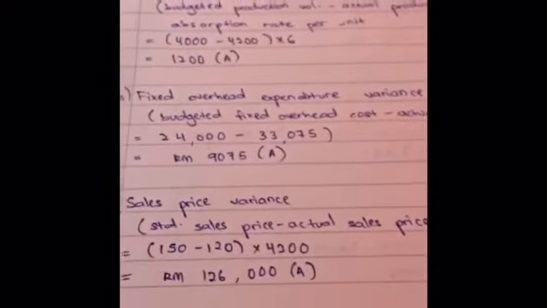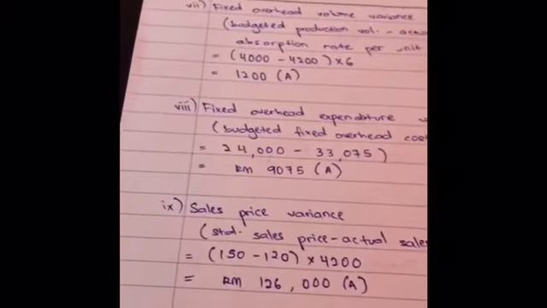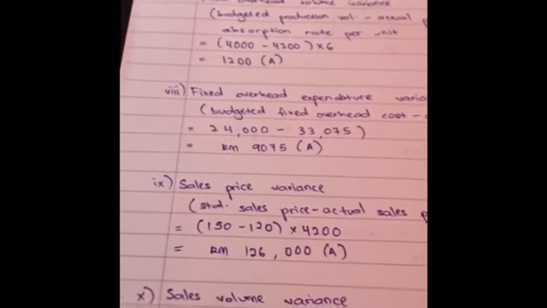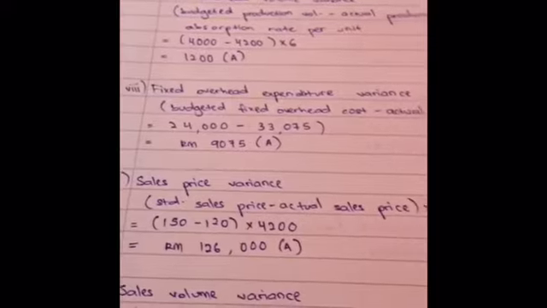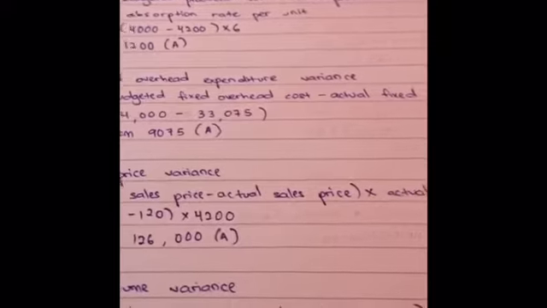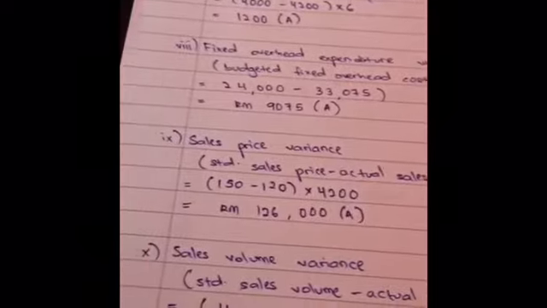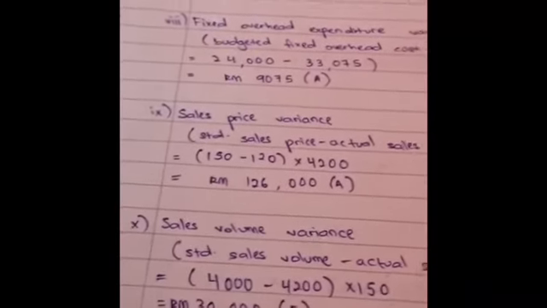Question number 7, fixed overhead volume variance. The formula is budgeted production volume minus actual production volume times fixed overhead absorption rate per unit. The answer is 1,200 ringgit adverse. Question number 8, fixed overhead expenditure variance. The formula is budgeted fixed overhead cost minus actual fixed overhead cost. The answer is 9,075 ringgit adverse.